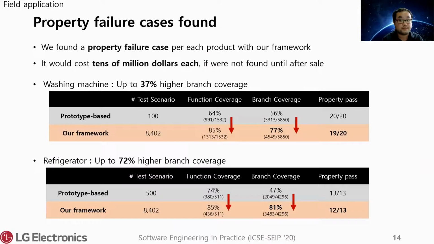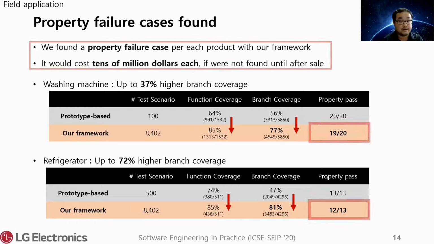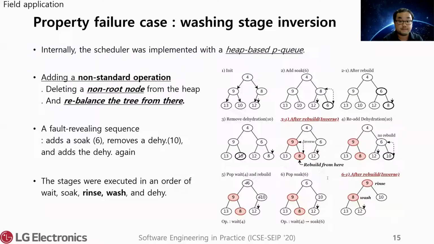For the thoroughness, we achieved 37% higher branch coverage on washing machines and 72% higher on refrigerator. And we found a property failure case per each product. It would cost tens of millions of dollars each if it was found only after sale.